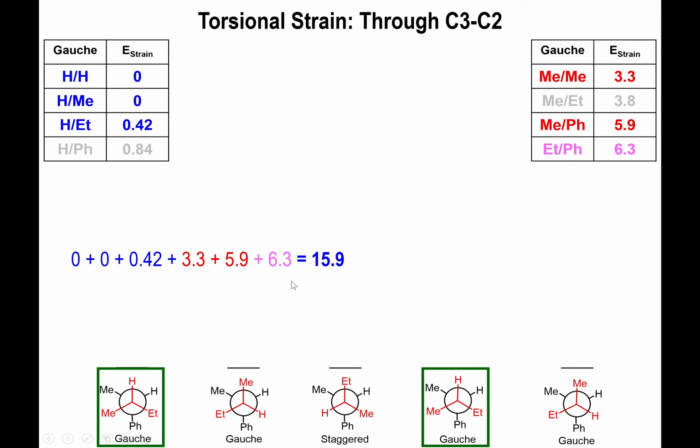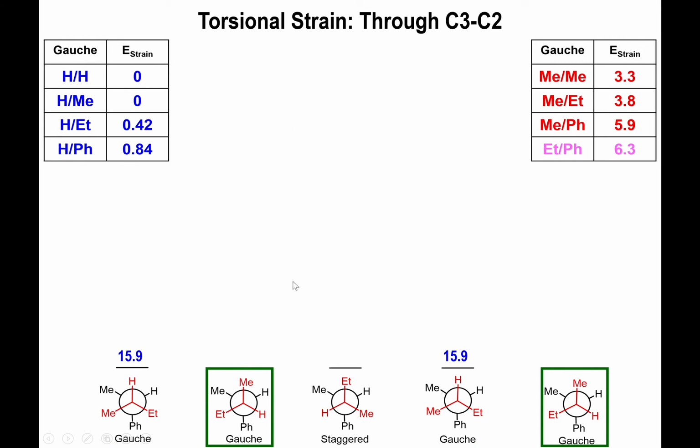You should have 6 values altogether when you consider the gauche or staggered conformations. When you add them together, you find out that the value is 15.9. So this is how much higher they are in energy if you compare them to Newman projections that would only have hydrogens in every single one of the 6 categories.